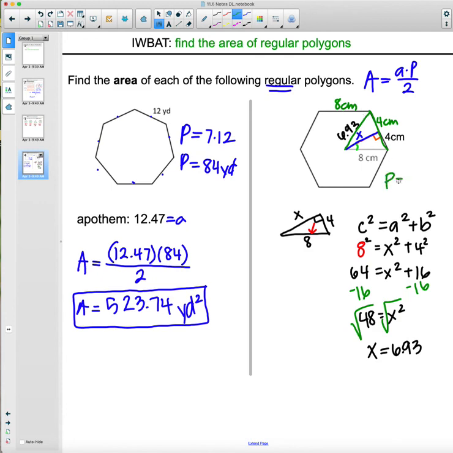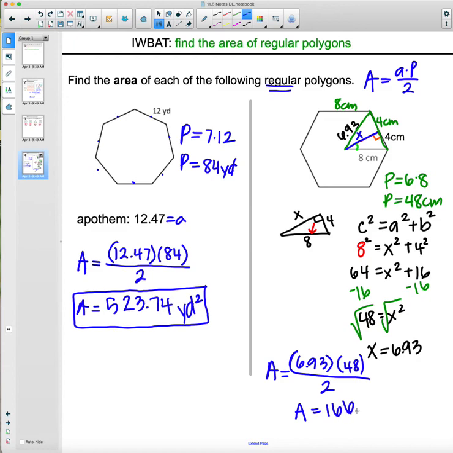So for the perimeter, we have a hexagon, which has 6 sides. So 6 times 8. The perimeter is 48 centimeters. Then we can go ahead and plug it into the area formula. Area equals the apothem, 6.93, times the perimeter, which is 48, divided by 2. So 6.93 times 48 divided by 2, and you get that the area of this hexagon is 166.32 centimeters squared.